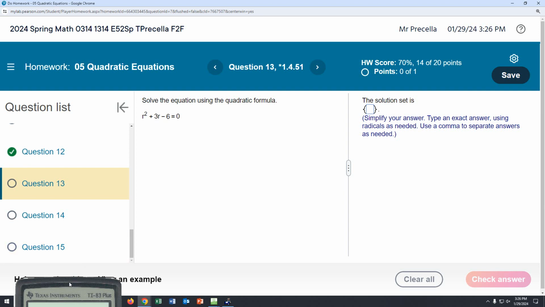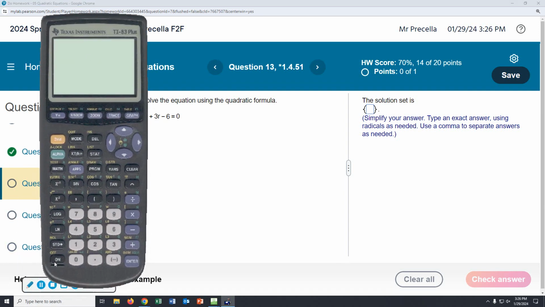You want to do it in your head? That's great. But it's sort of hard for me to show my thoughts in my head of what I'm doing. It looks like I'm just popping the answers out. So 9 minus 4 times 1 times a negative 6. The number under the square root is a 33. So I'm replacing all of this.